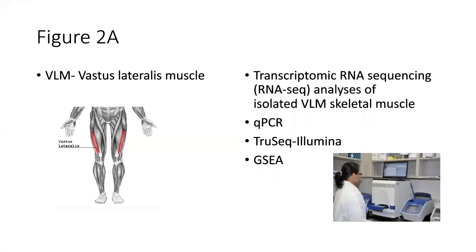And for figure 2A, the experiment used qPCR to analyze gene expression. The RNA sequencing was carried out for the genome-wide analysis of transcription. Illumina was used to prepare libraries for the sequencing, and GSEA was used for differential gene expression using the KEGG database. And you'll see in the next figure what the results showed.